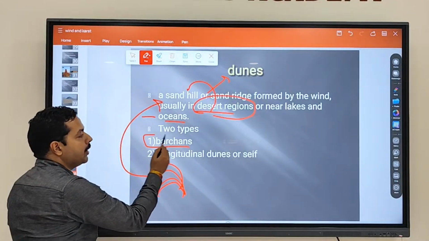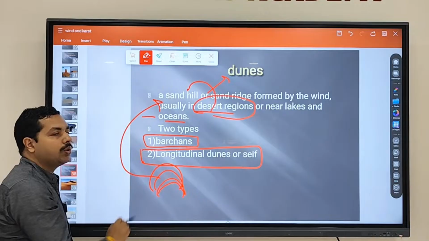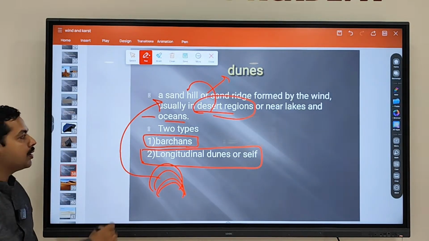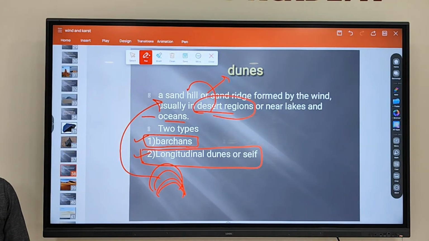Dunes can be of two types. They are called barchans, and they are also referred to as longitudinal dunes or seif. There are two types of dunes. One is called a barchan. The second is called a longitudinal dune or seif.